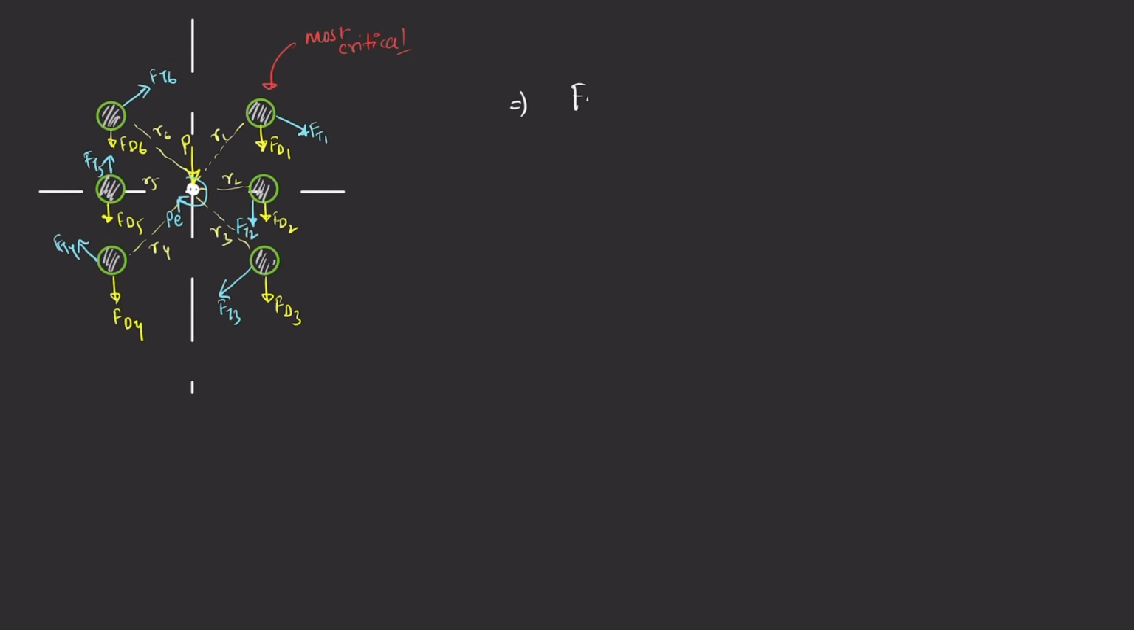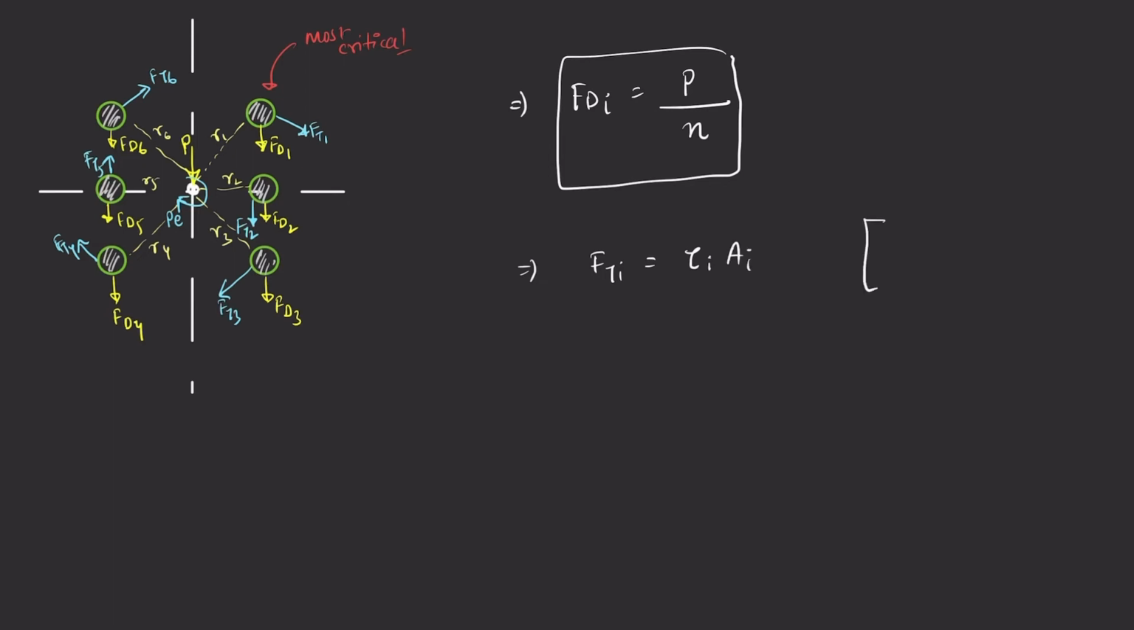To find the direct load in each bolt, we'll say FDi. It will be equal to the total load acting over the CG divided by the number of bolts that are giving the resistance to it. So this is our direct shear force on the ith bolt, which will be equal for each bolt. Now FTi, the torsional force over the ith bolt, will be equal to the shear stress over the ith bolt multiplied by the cross-sectional area of the bolt. And since we know in the torsion formula that tau over R equals T over J equals G theta over L, using this relation we can put the value of tau here.